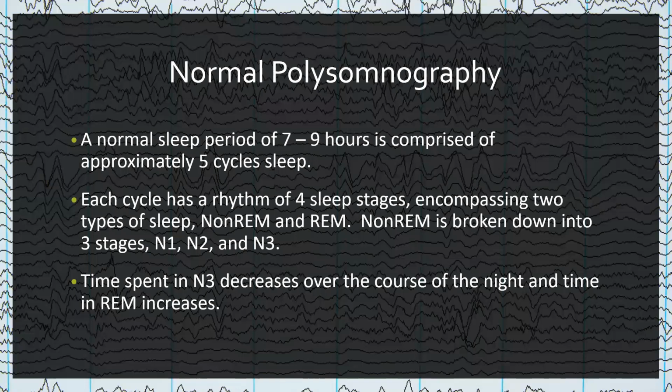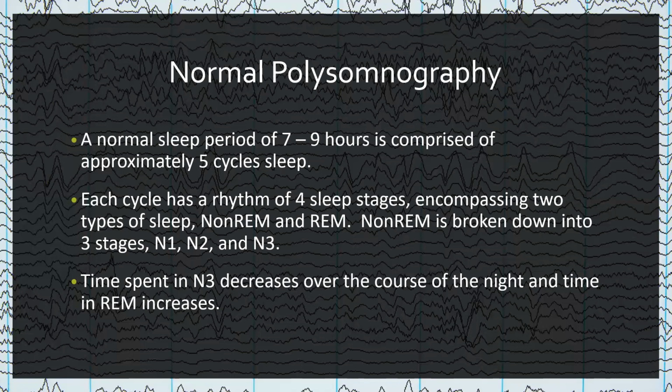So normal polysomnography. Polysomnography is the study of sleep, and this is through many different factors that we're looking at when we're studying sleep in a sleep lab. We look at that normal period of sleep, 7 to 9 hours, and it's going to have approximately 5 cycles of sleep. Now, within each cycle of sleep, we have 2 different types of sleep, non-REM and REM. So non-REM is broken down into 3 stages. It's the stage 1, stage 2, and stage 3. Each stage going progressively deeper in the depth of sleep.